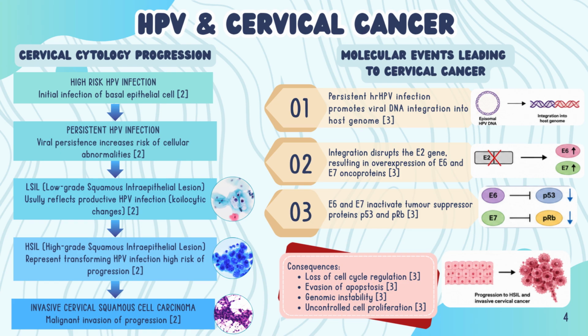On the right, persistent HPV infection allows viral DNA to integrate into the host genome. This causes overexpression of the E6 and E7 oncoproteins, which inactivate the tumor suppressor proteins p53 and pRB, leading to uncontrolled cell proliferation in cervical cancer.